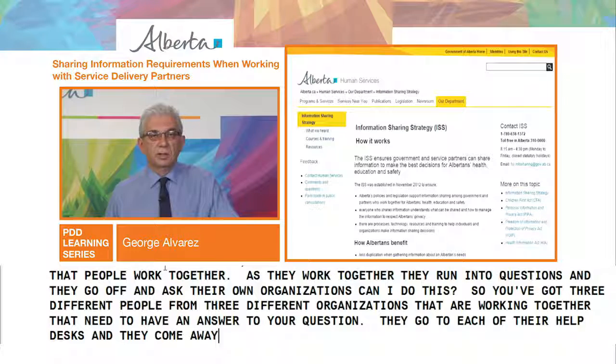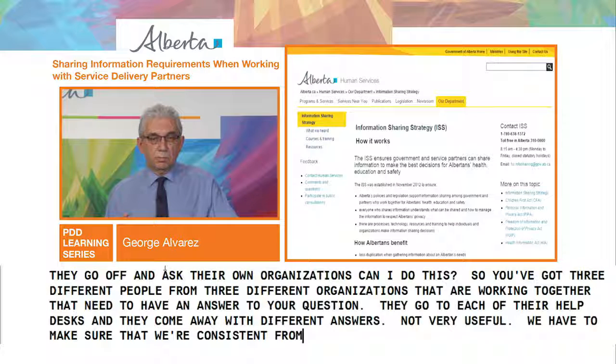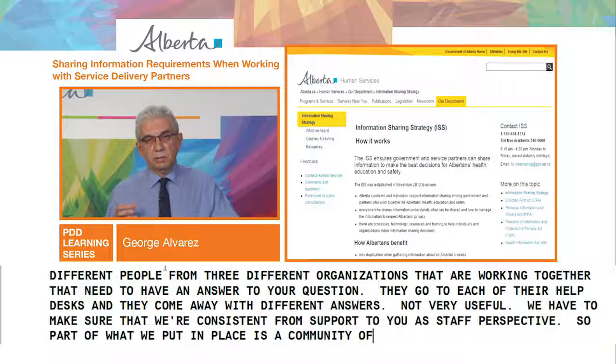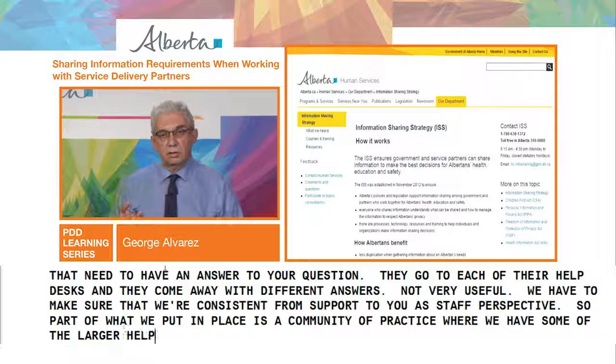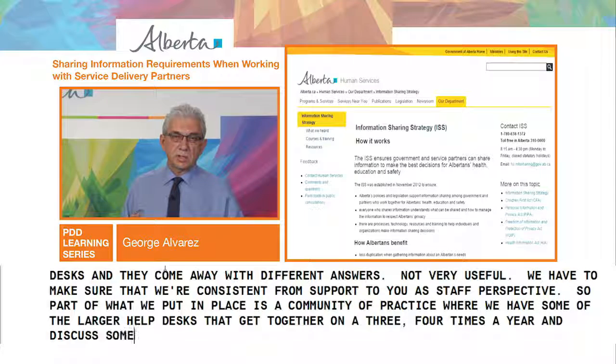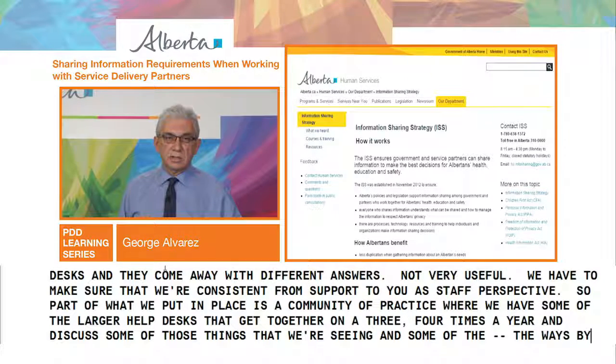It's not very useful. We have to make sure that we're consistent from a support perspective to your staff. So part of what we've put in place now is a community of practice where some of the larger help desks get together 3 or 4 times a year and discuss some of those things that we're seeing and some of the ways by which we can become more consistent.